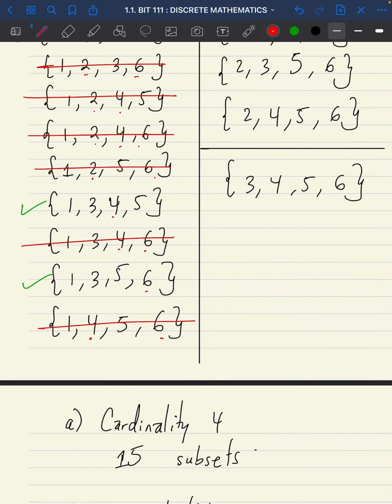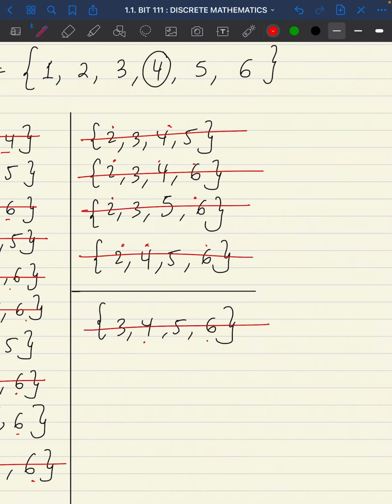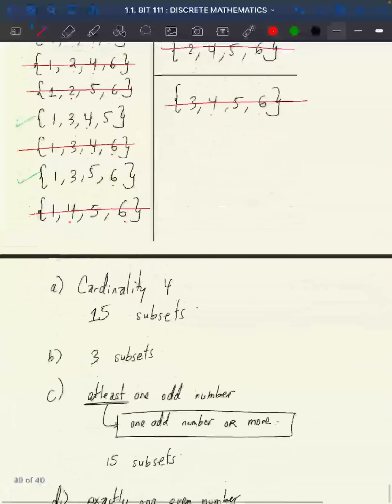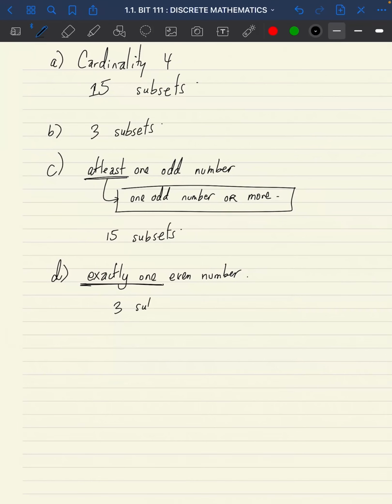4 and 6, more than 1. 2 and 4, more than 1. 2, 4, 6, way more than 1. 2 and 6, more than 1. 2, 4, 6, way more than 1. 4 and 6, way more than 1. So it appears as though we have 3 subsets with exactly one even number. So the answer is 3 subsets.